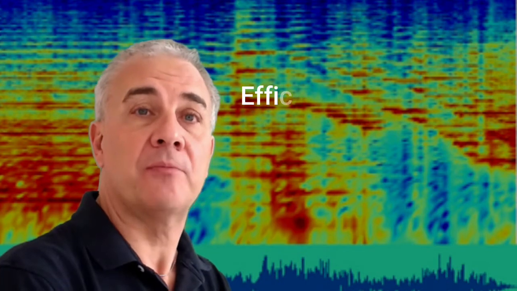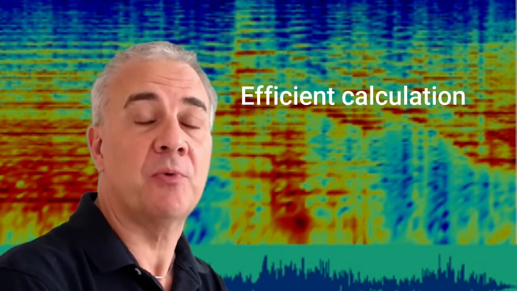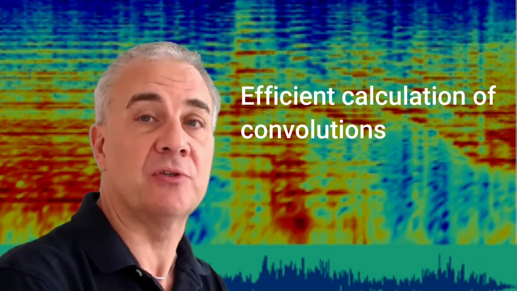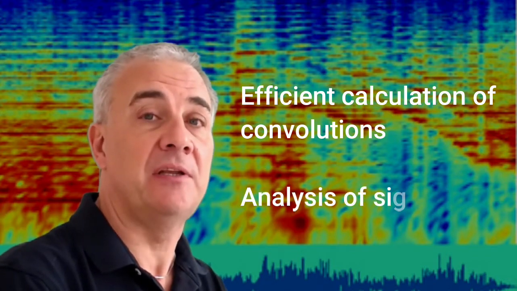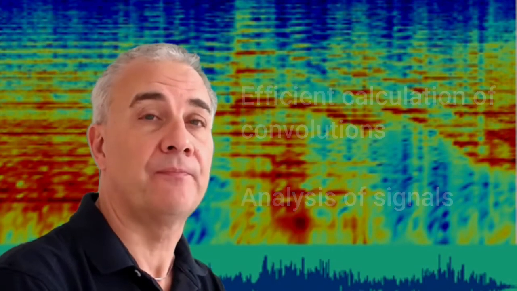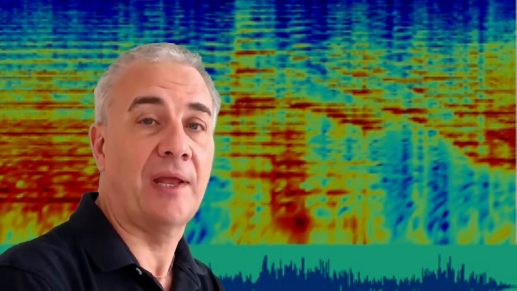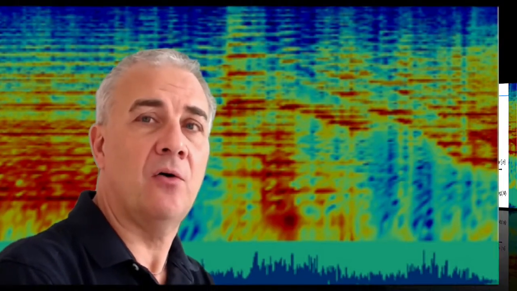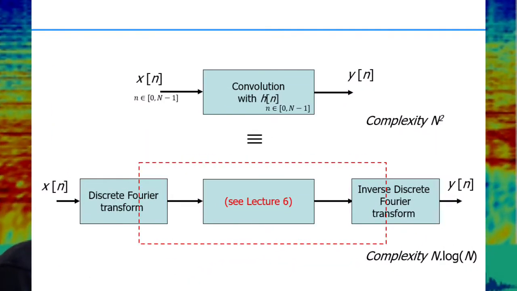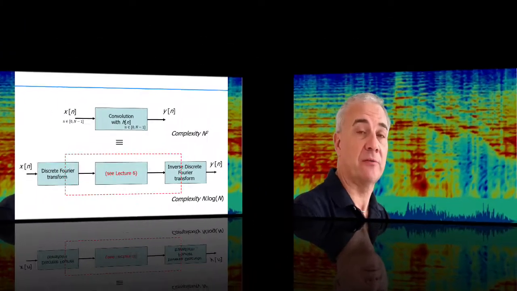The Fourier transform makes the calculation of convolutions much more efficient in the case of long impulse responses, and it also facilitates the analysis of all kinds of signals. Efficient convolution using Fourier transforms will have to wait until lecture 6. To give you an idea of where we're going, this figure shows that, thanks to the discrete Fourier transform, the computational complexity n log n of the approach shown in the lower half is much smaller than the direct computation of the convolution in the upper half with complexity n squared.